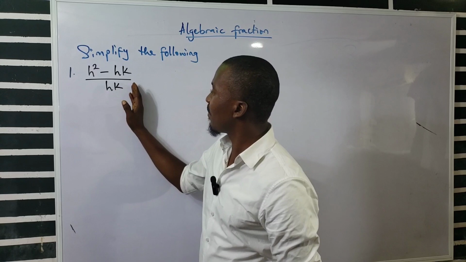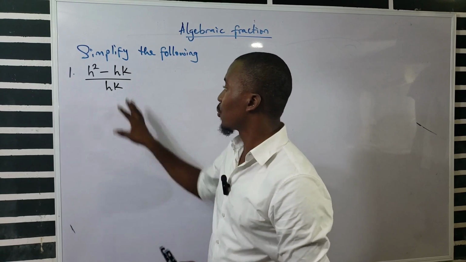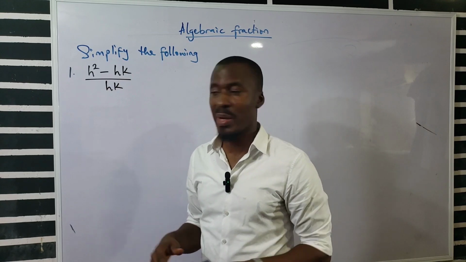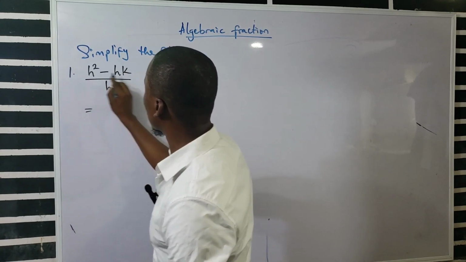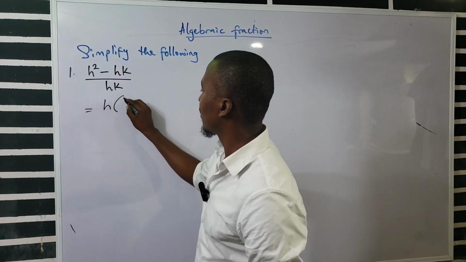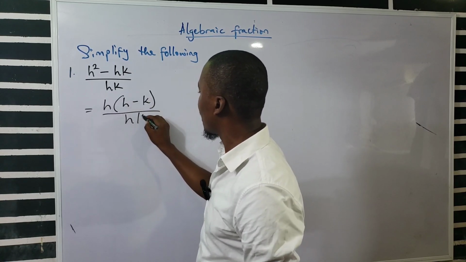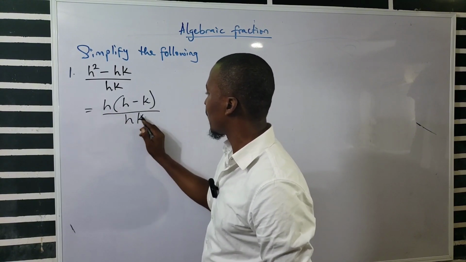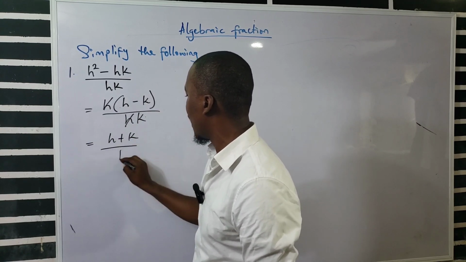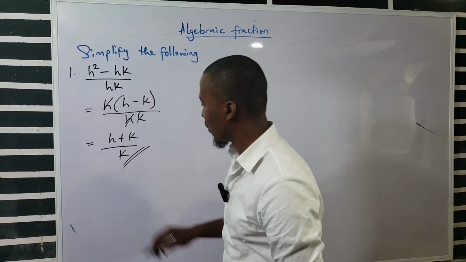So our first problem here is h square minus hk over hk. Please, like what I said before, don't go and cancel hk. It does not work that way. So what is common here? h is common, so you bring it out, open bracket, what's remaining? h minus what is remaining? k, over hk. They are multiplying now. So that will give you h minus k over k. And please don't go and divide k and k. So that is your answer.